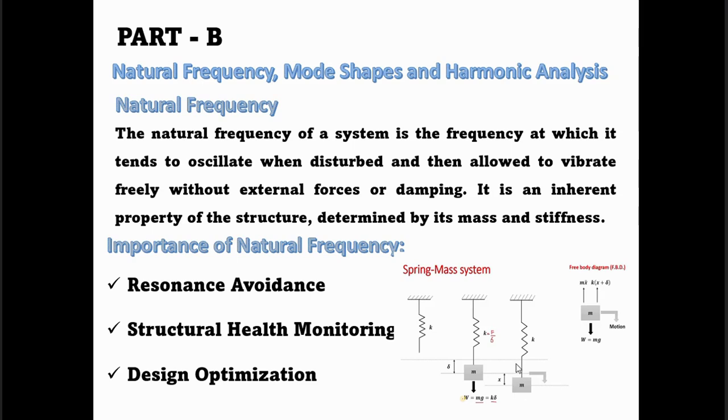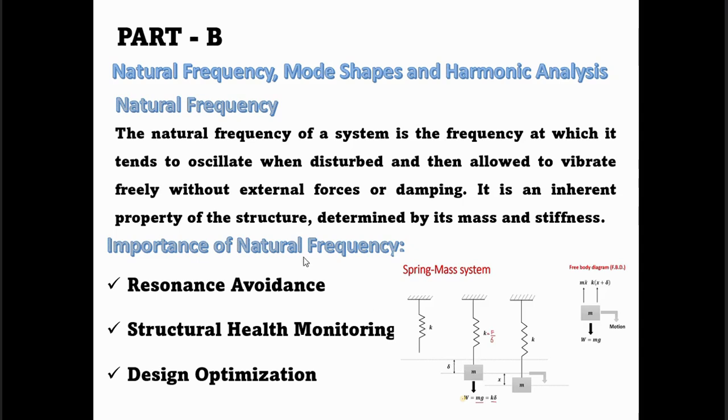And if you apply an external force periodically, then it is referred to as forced vibration. It will not come under free vibration. So that is what a natural frequency is. The definition is, the natural frequency of a system is the frequency at which it tends to oscillate when disturbed and then allowed to vibrate freely without external forces or damping. It is an inherent property of the structure, determined by its mass and its stiffness.